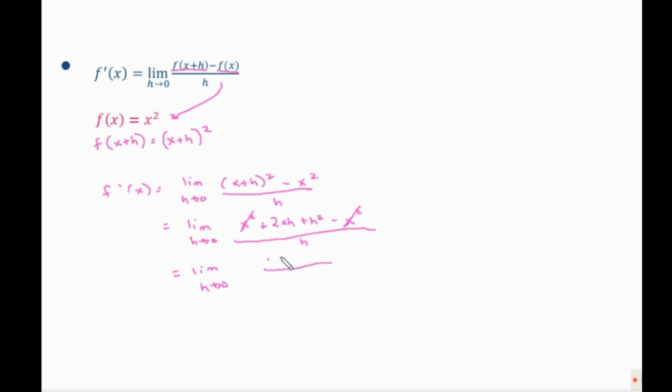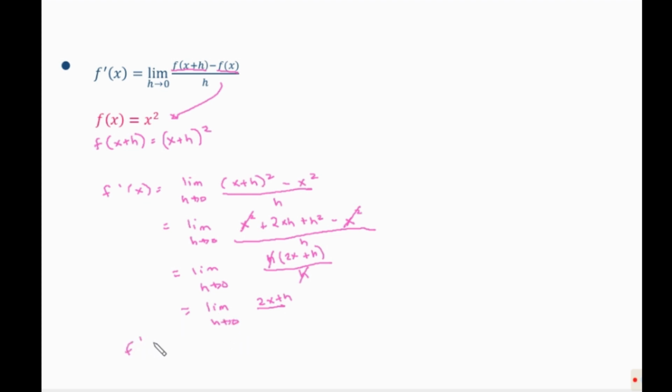If you will notice, we have h as a common variable between the two terms. So, we can factor out h. If we factor out h, you will be left with 2x for the first term and just h for the second term, all over h. Now, we can simplify it. h divided by h is 1. So, you will be left with the limit of the function 2x plus h as h approaches 0.